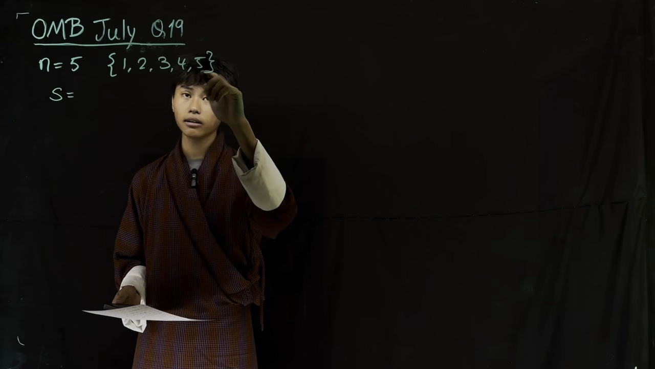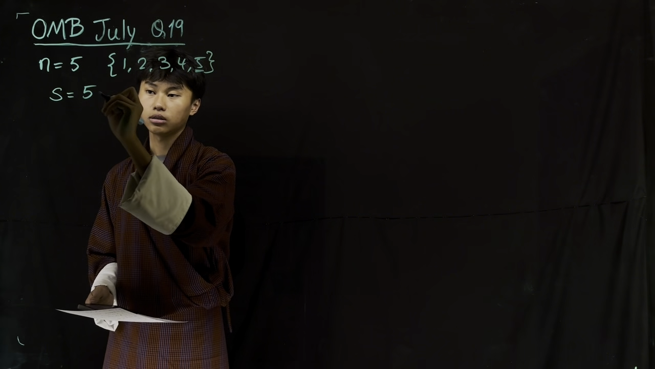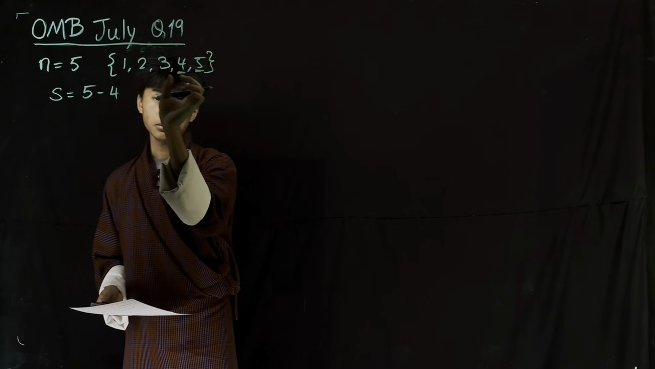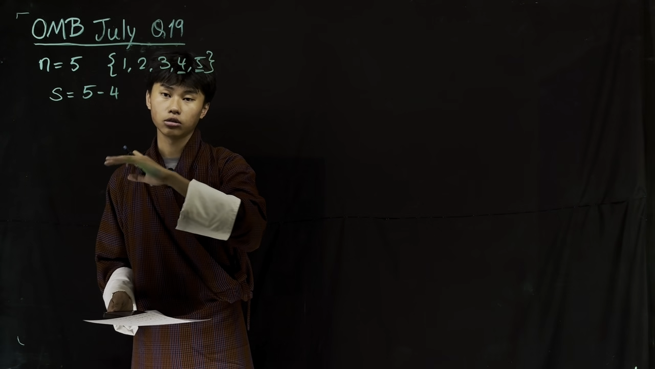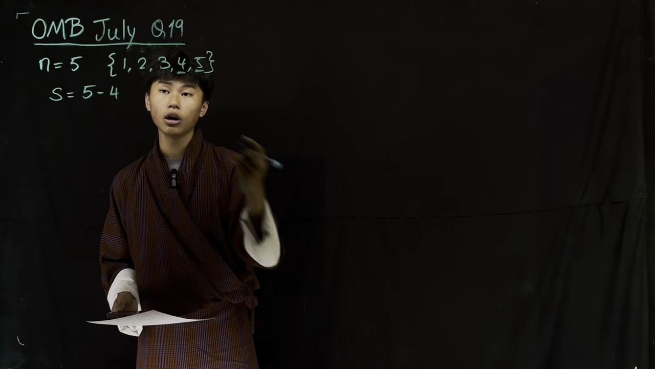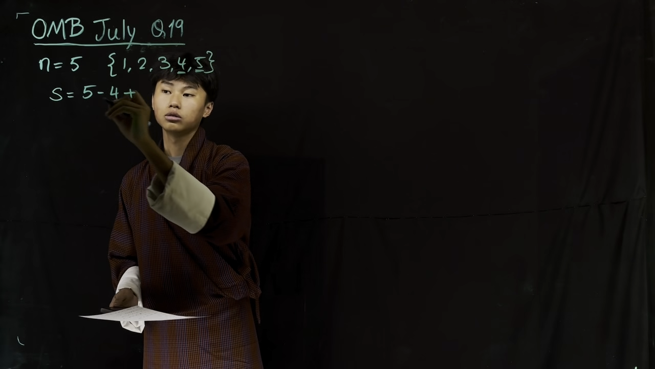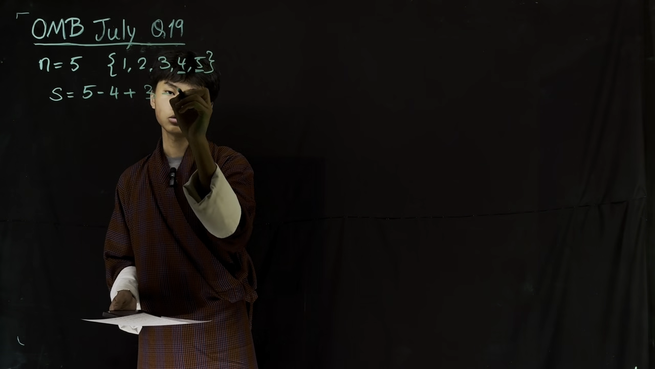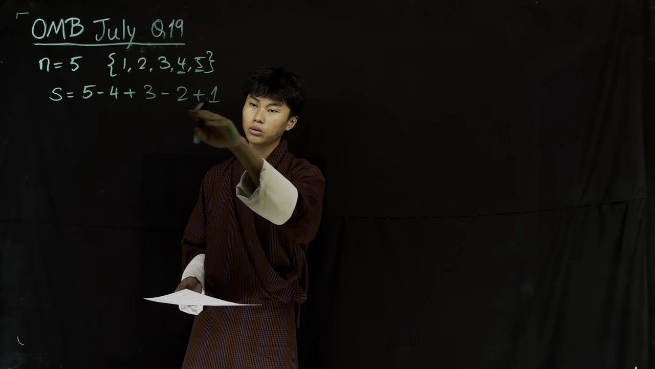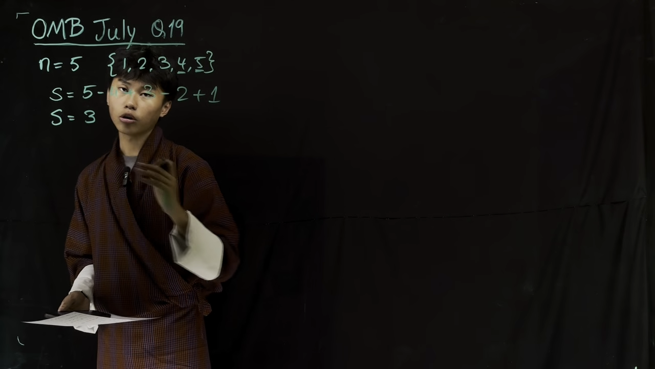You take the biggest number and then subtract the second biggest number. You take all the elements of the set in descending order: you write the biggest number, then the second biggest, then the third biggest and so on, and you keep alternating between subtraction and addition. So 5 minus 4 plus 3 minus 2 plus 1. 5 minus 4 is 1, plus 3 is 4, minus 2 is 2, plus 1 is 3. So your alternating sum for this set will be 3. I hope you got that.